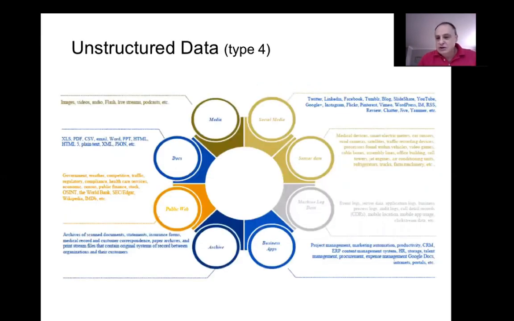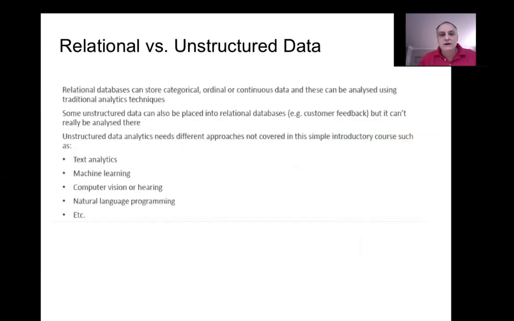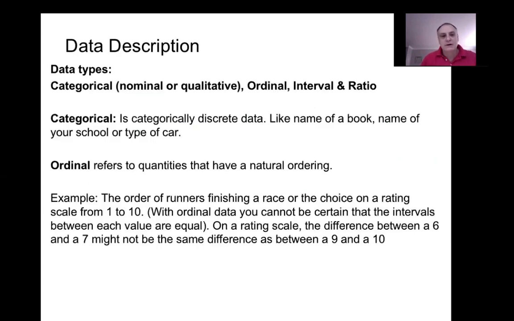This over here is unstructured data, so you can read up on that. Relational databases store categorical, ordinal, and continuous data. Unstructured data, we use different ways of trying to understand it: text analytics, machine learning, etc. We're not going to be doing this as part of this course, but just so that you know that's how it would be analyzed. So words and writing can be analyzed using machine learning, etc.